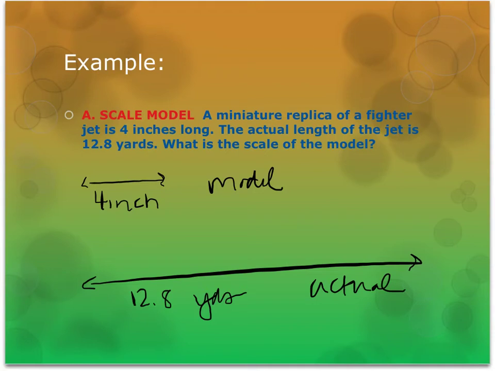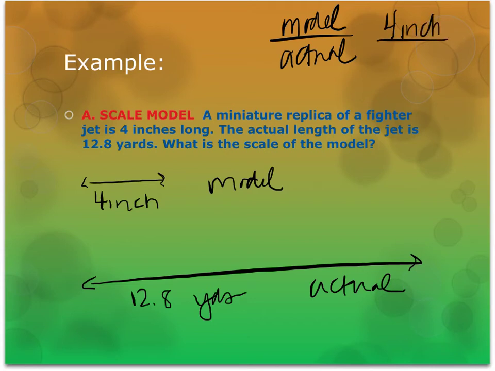And remember, the scale is taking your model over your actual. So the ratio you'll set up is your model over your actual. So the model is 4 inches. The actual is 12.8 yards. Now these are both in different units, and that is okay if you write your proportion using your units.